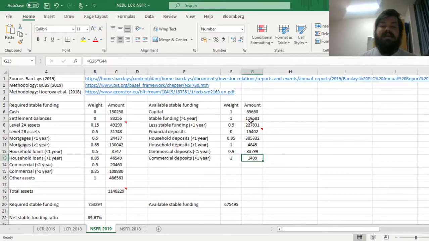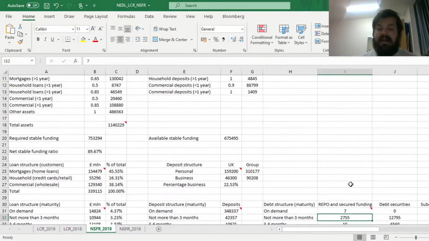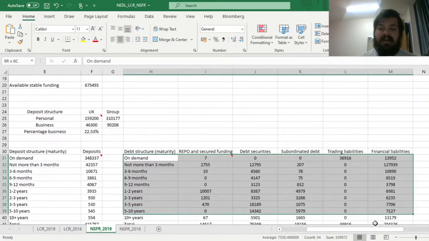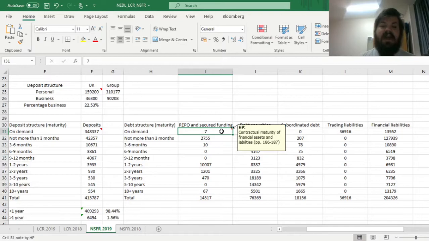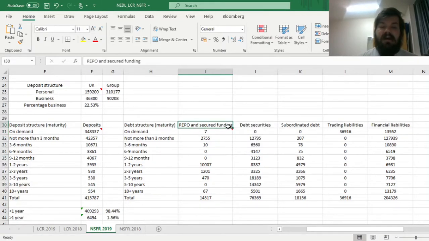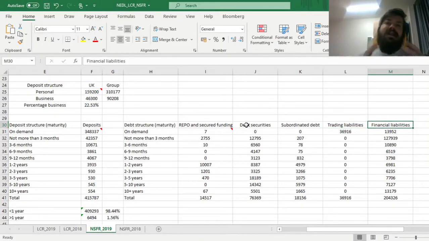In terms of stable funding and less stable funding, we need to look at other items of the disclosure at the same contractual maturity of assets and liabilities page, and get the items that include repo, repurchase agreements, and secured funding, debt securities, subordinated debt, trading liabilities, and financial liabilities. Here there is a little twist.